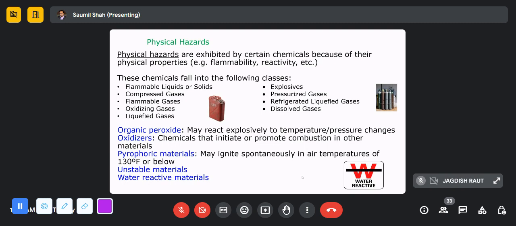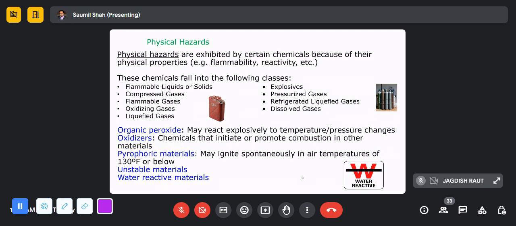So these chemicals fall into the following classes: flammable liquids or solids, compressed gases, flammable gases, oxidizing gases, liquefied gases, explosive pressurized gases, refrigerated liquefied gases, dissolved gases. Organic peroxides may react explosively to temperature or pressure changes. Oxidizers are chemicals that initiate or promote combustion in other materials. Pyrophoric materials may ignite spontaneously in air at a temperature of 150 degrees Fahrenheit or below. Unstable materials, water reactive materials.